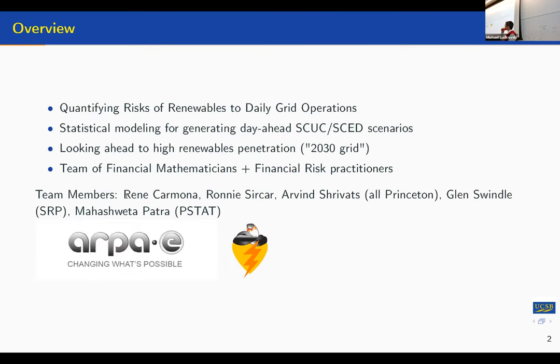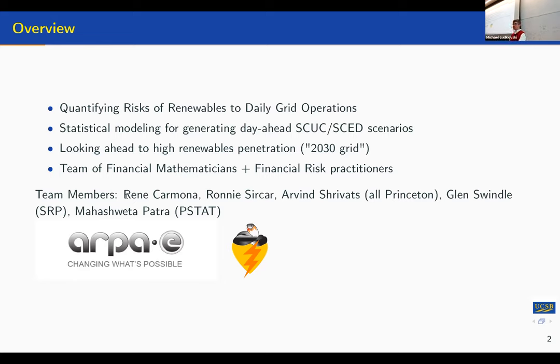This talk is going to be about quantification of risk. This is really my area of expertise, quantification with application to risk management. And the specific application is the risks of renewables in daily grid operations. One thing I want to set up is that the focus is going to be exclusively on daily power grid operations. So this is not planning for the future, 10 years in the future. It's not about how things look on a system level over large time scales. This is the short time scale of day ahead.